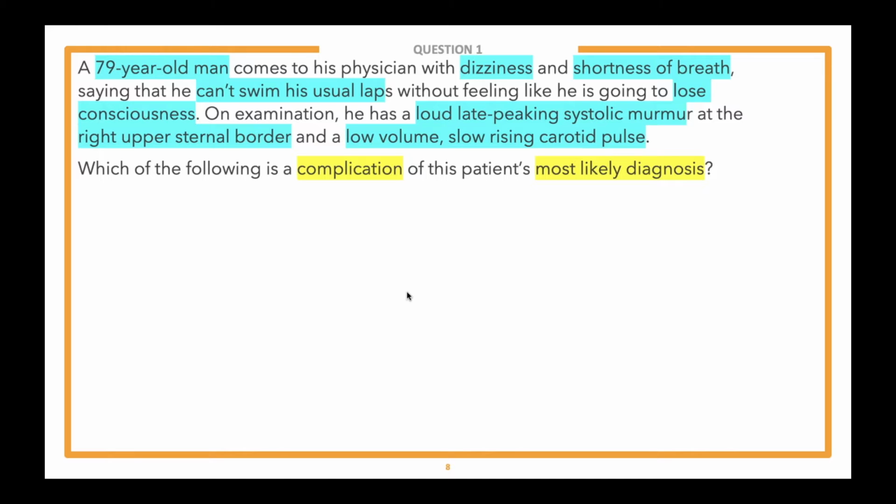And then they're asking us about a complication of the most likely diagnosis. So how many steps is this question? Well, one, I think we need to come up with the most likely diagnosis. And then two, what would be a complication of that diagnosis? So I think this is a nice two-step question here.